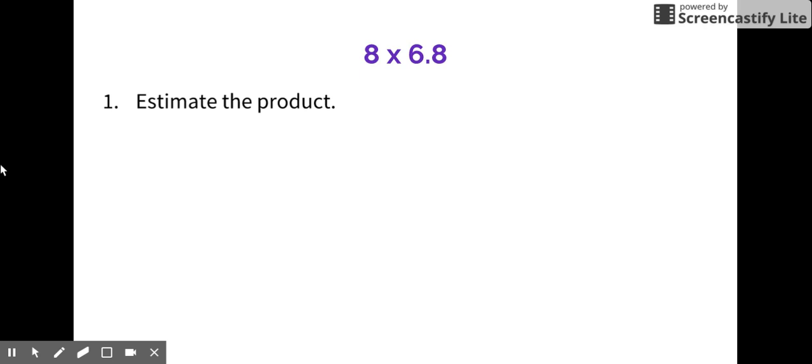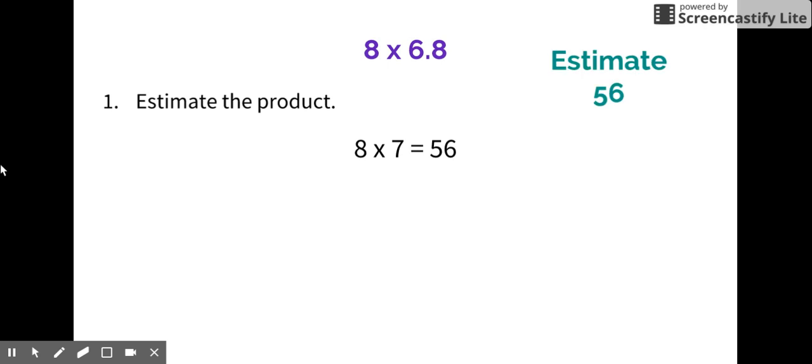So the first one is 8 times 6 and 8 tenths. So first we're going to estimate. When we estimate, we're going to round to friendly numbers that we can easily multiply in our head. So 8 we can leave the same, but we're going to change 6 and 8 tenths to 7. So 8 times 7 equals 56. So 56 for this example is going to be our estimate.